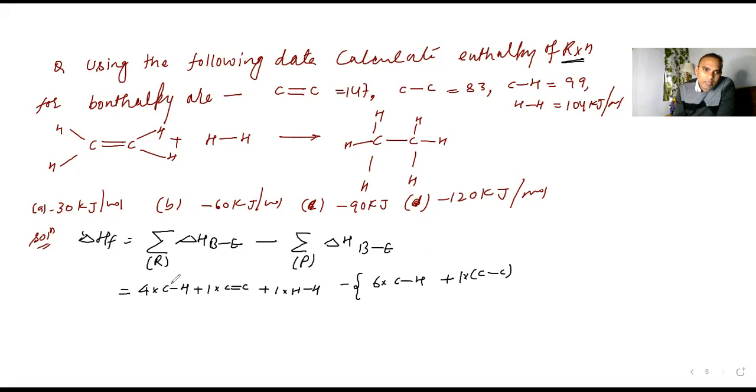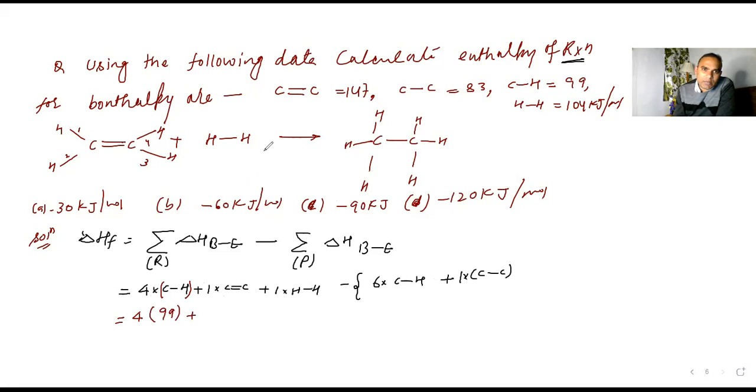So these are the things we got here. 4 CH bonds are there, which we can mention here: 1, 2, 3, 4. HH bond is 1, so I mention 1. C double bond C is 1, so I mention 1. Then here 6 into CH. So let's plug in the values. 4 into CH bond energy, which they have given as 99, plus 1 into C double bond C.